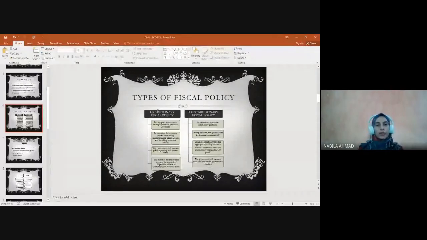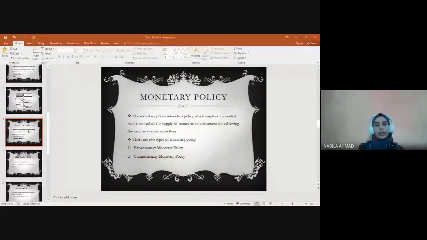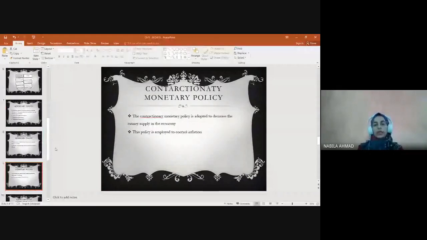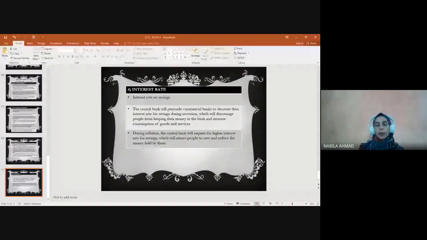Untuk monetary policy pula, kita ada 4 instrumen. Iaitu kita guna open market operation, legal reserve requirement, bank or discount rate, dan akhir sekali adalah interest rate. Sama juga ada dua cara, sama ada guna expansionary monetary policy ataupun contractionary monetary policy.